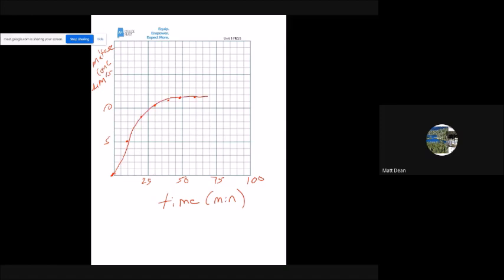Now what I want you to notice is that at first our line is really, really steep. And remember that slope equals rate. And then up here, our curve is actually flat. Up here, the slope is essentially 0. We'll talk about what that means here in a second.